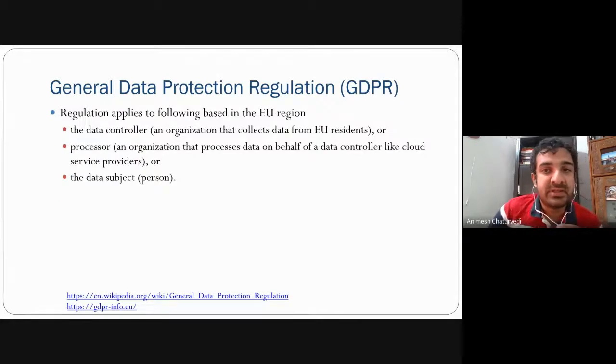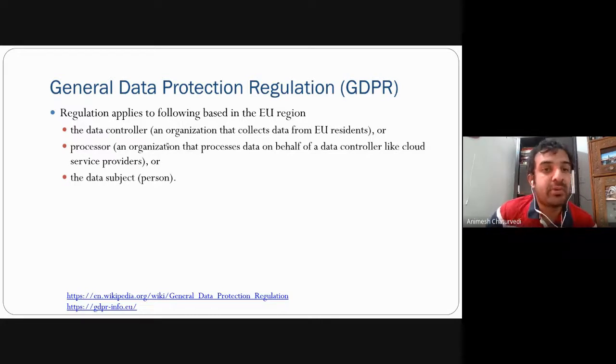Then this GDPR basically gives the following. This GDPR is applicable to three types of stakeholders. Who are these three types of stakeholders? The regulation applies to the data controller. So whoever in an organization is collecting the data of these European Union residents or citizens falls inside this data controller law.